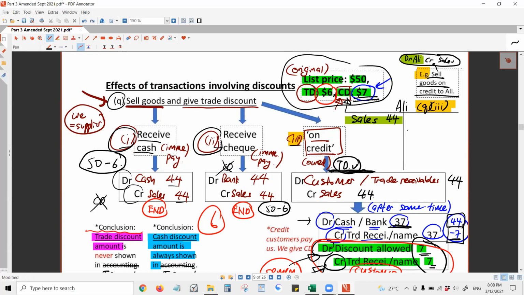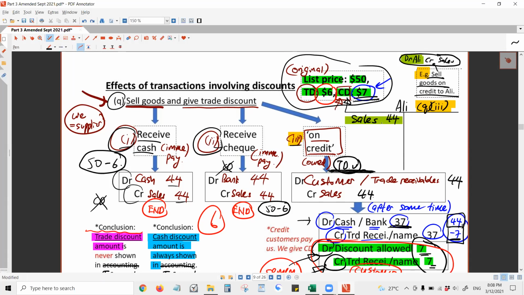Focus on the position of number and the name of the account. This is debiting Ali. Those beginner students tend to make such a mistake. They tell me this is debiting sales. No, this is wrong. This is known as debiting Ali. Focus on the position of number.